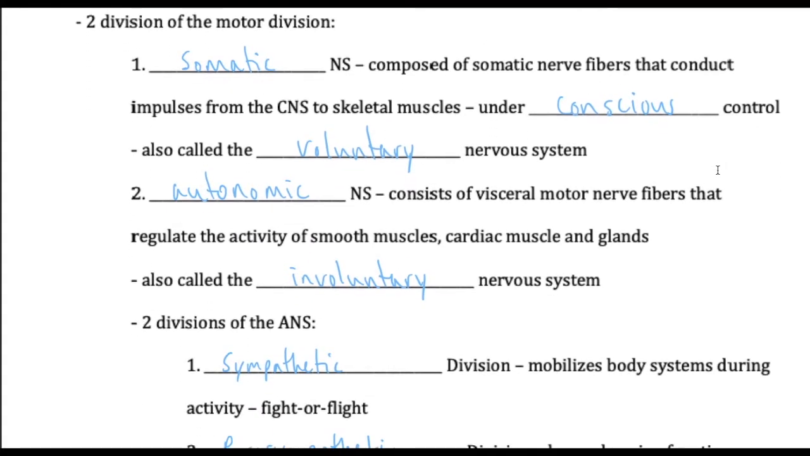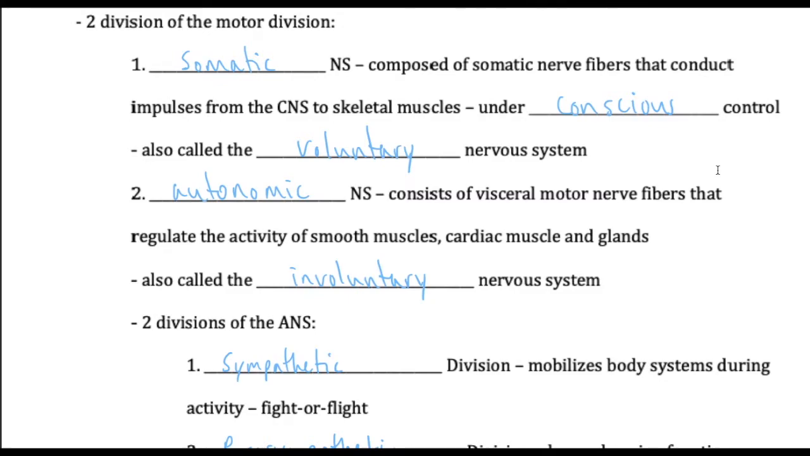So we have two divisions of the motor division. We have somatic and autonomic. The somatic nervous system is composed of somatic nerves that conduct impulses from the CNS to skeletal muscles, and this is conscious control. So you picking up your Apple Pencil to write these notes is part of the somatic nervous system, while the autonomic nervous system consists of visceral motor nerve fibers that regulate activity of smooth muscle, cardiac muscle, and glands, and this is what we call the involuntary nervous system.